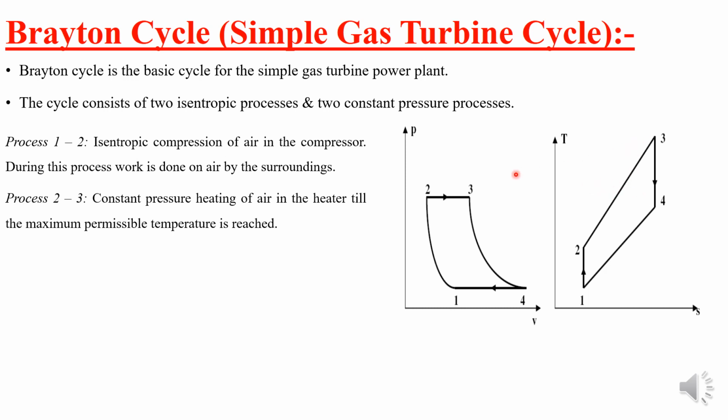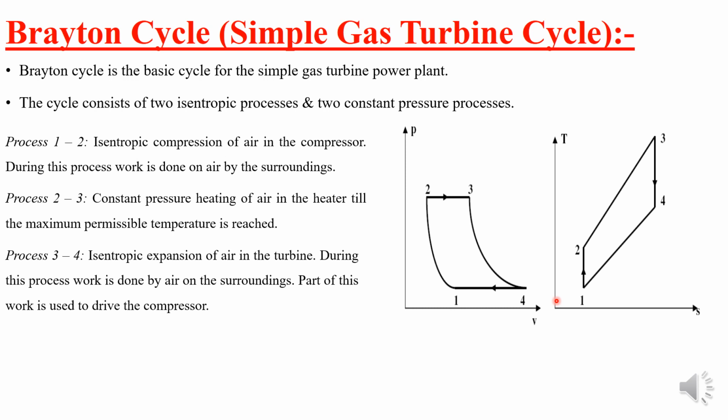2 to 3. Next 3 to 4, what you have? 3 to 4 it is the expansion. Again expansion of the air, because we have supplied the heat, so it carries the energy. Air carries the energy, and that energy has to be transferred to mechanical work. And so 3 to 4 expansion will take place in the turbine. So 3 to 4 component will be your turbine.